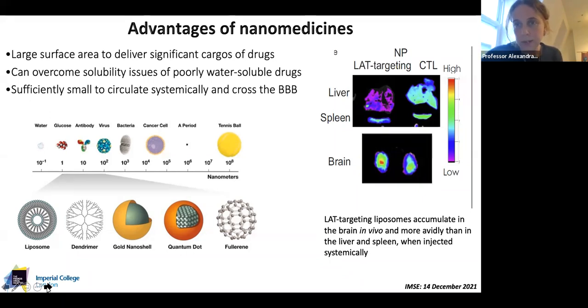So here's an example of a nanoparticle that was conjugated with a large amino acid transporter targeting group, and they showed when they injected the nanoparticles bearing this group into the circulation that they were able to accumulate inside the brain, more so than the control particles. Next slide.